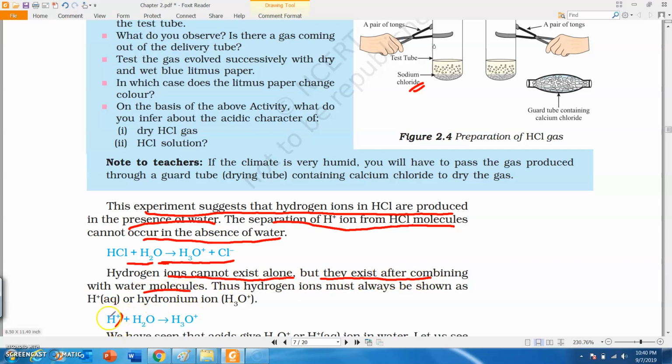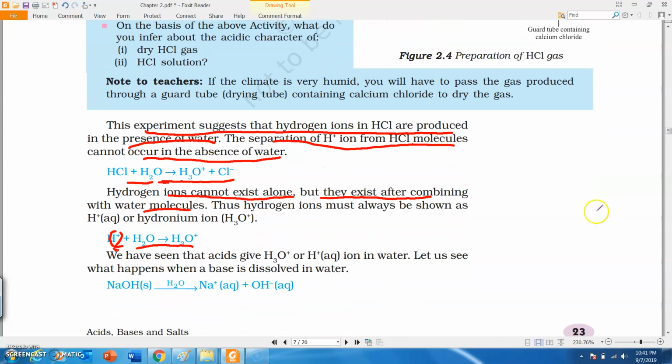ये हाइड्रोजन आयन जो है ये अकेले एग्जिस्ट नहीं करते, सिर्फ ये वाटर मॉलिक्यूल के साथ रिएक्ट करके ही एग्जिस्ट करते हैं. इसलिए यहाँ पे जब हम वेट लिटमस पेपर लेकर आएंगे तभी इसका कलर चेंज होगा, नहीं तो इसका कलर चेंज नहीं होगा. We have seen that acids give hydronium ion in water. Let's see what happens when the base is dissolved in water.